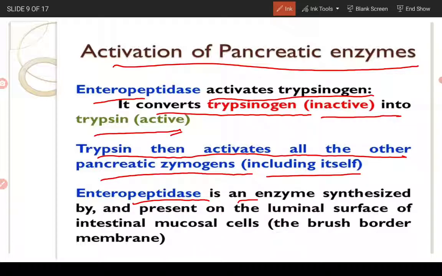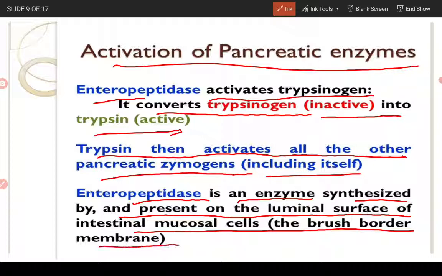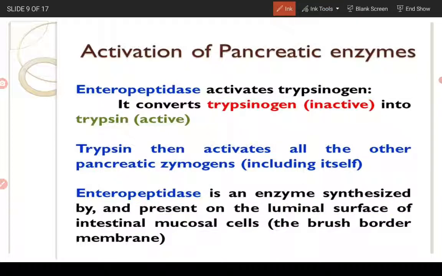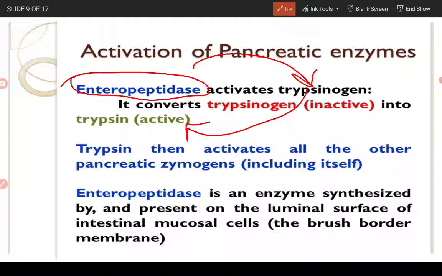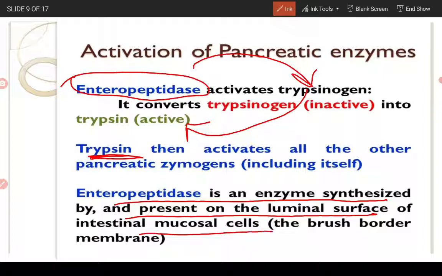Enteropeptidase is an enzyme synthesized by and present on the luminal surface of the intestinal mucosal cells, the brush border membrane. This is an important part. Enteropeptidase is the enzyme required to activate trypsinogen. When trypsinogen is converted to trypsin, this active trypsin then activates all the other pancreatic enzymes, which includes itself and the chymotrypsins and elastases.